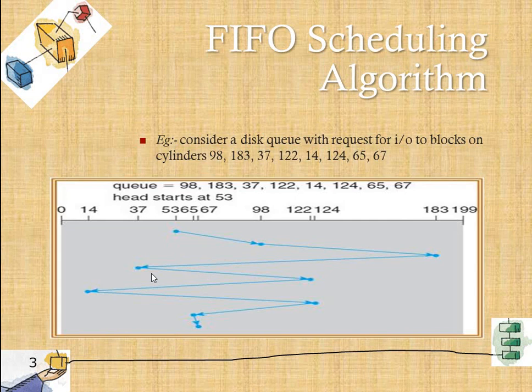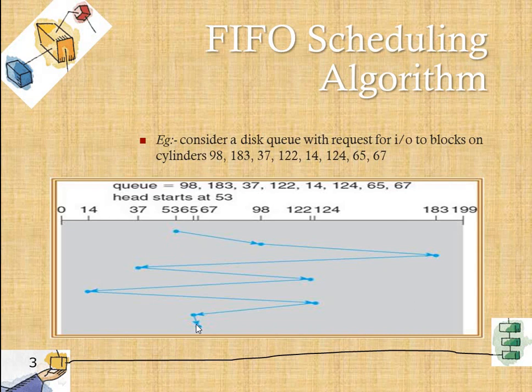Now from 37 there is a request for 122, so the head moves to 122. Then you have a request for 14, so from 122 it moves to 14. From 14 the next request is 124, so it goes and serves 124. From 124 it is 65, so it goes back to 65 and serves the request, and from 65 it is 67.